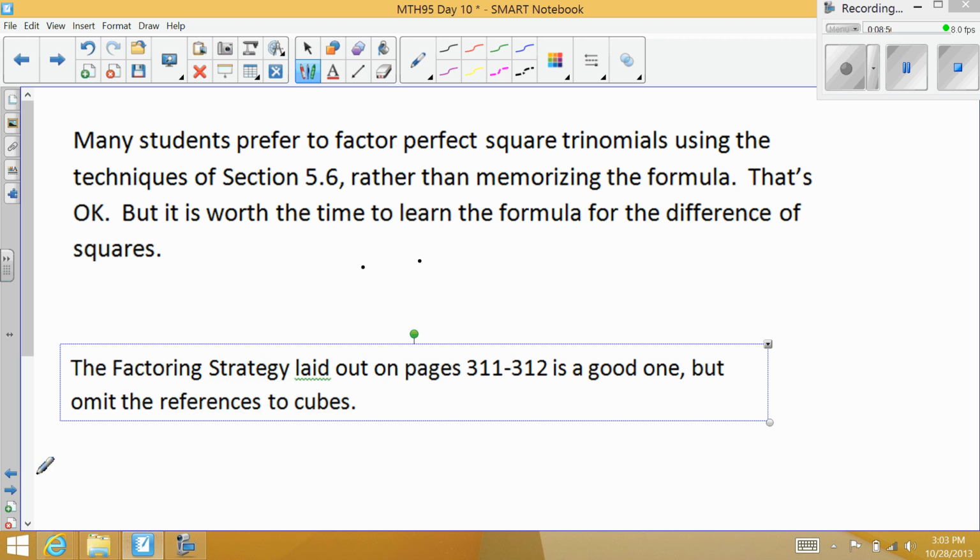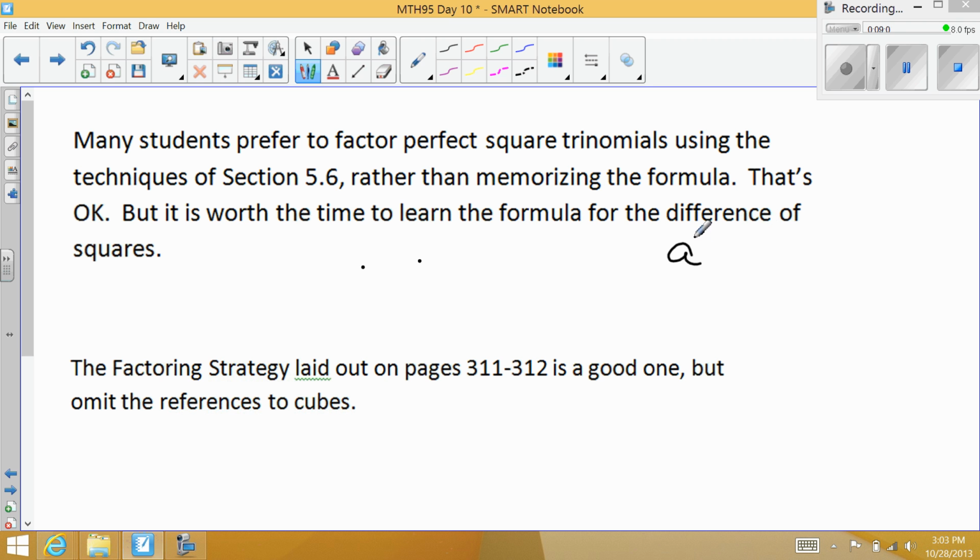Okay, so again, some people prefer to factor just using the techniques that we've been using in 5.6 rather than memorizing the formula, but that difference of squares, a squared minus b squared formula, that one we use so often. I would really encourage you to memorize this one. And it's so simple.